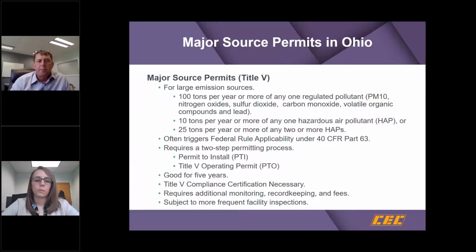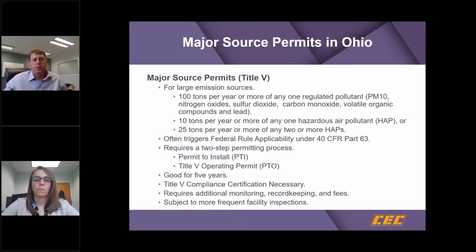These Title V permits often trigger federal rule applicability, either new source performance standards or NESHAP. The NESHAP one is the one referenced here, 40 CFR Part 63. That's your hazardous air pollutant rules and things like that. So a lot of federal rules start to come into play when you have bigger facilities, as you would imagine.